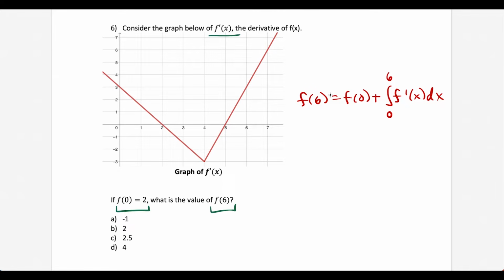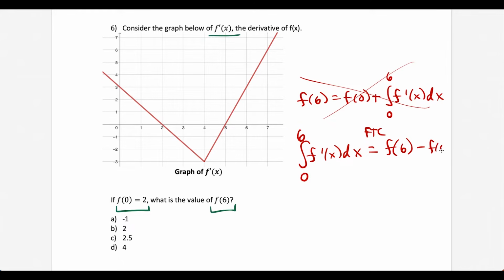So for students that can't memorize, like let's say you're not going to remember this, but you do know the fundamental theorem of calculus. Well, that you could just write out then directly. The integral from 0 to 6 of f prime of x dx is equal to the antiderivative of f prime is f, and then I evaluate it. So this is by the fundamental theorem. I evaluate it at 6 and 0, and I subtract. So I have f of 6 minus f of 0.